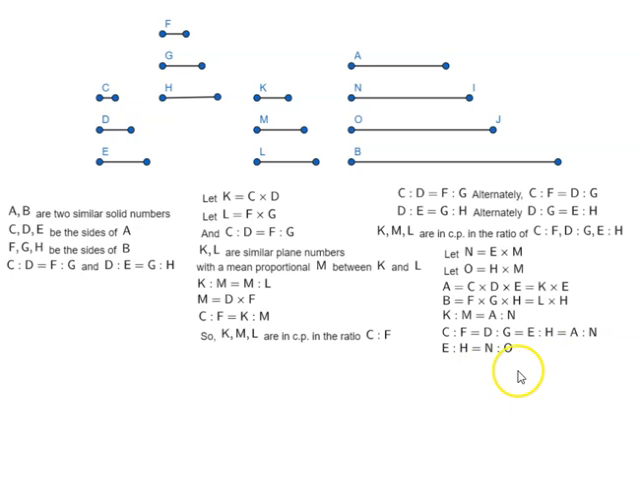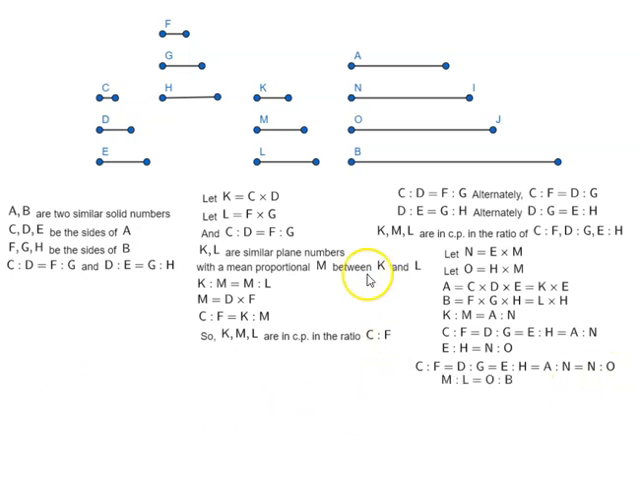Now, E is to H is equal to N is to O. How? Because E measures N M times and H measures O M times. So both are M times. So we can write it as E is to H equal to N is to O. So which means we can continue this proportion. C is to F equal to D is to G is equal to E is to H is equal to A is to N equal to N is to O.